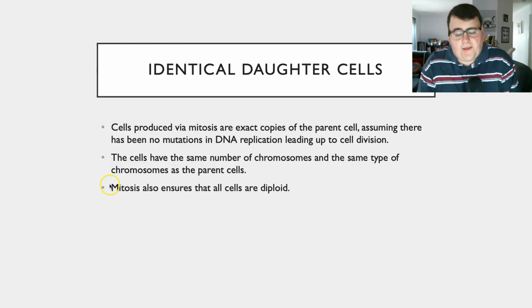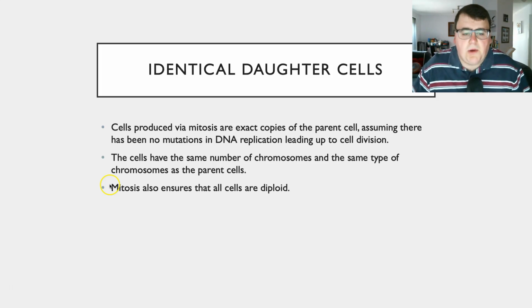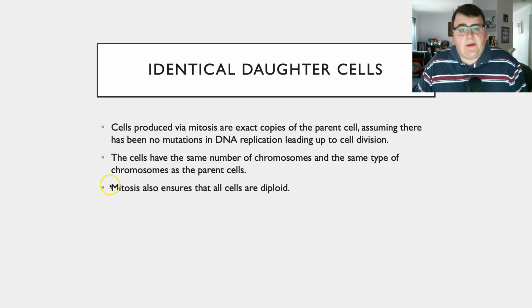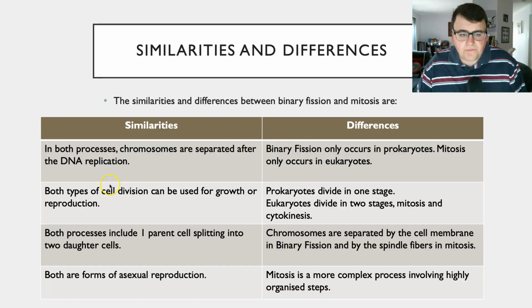It's important to know that all cells that are produced via mitosis are pretty much identical copies of the parent cell, but that's only assuming there's been no mutations that occurred in DNA replication. If there's mutations that have occurred in the DNA replication, of course there may be some minor differences in the cells. The cells will always have the same number of chromosomes, and they'll be the same type of chromosomes. And mitosis is also going to ensure that the cells that are produced through mitosis are always classified as diploid, which we'll talk about a little bit more in the next video.